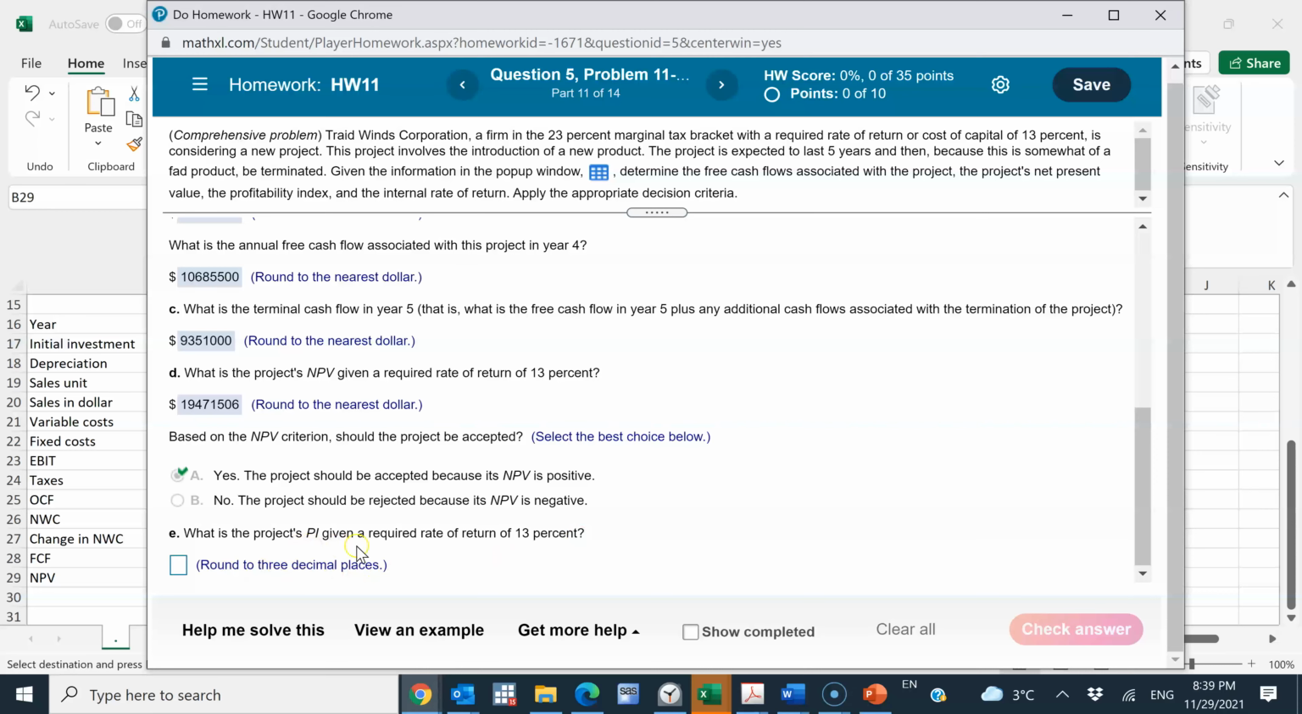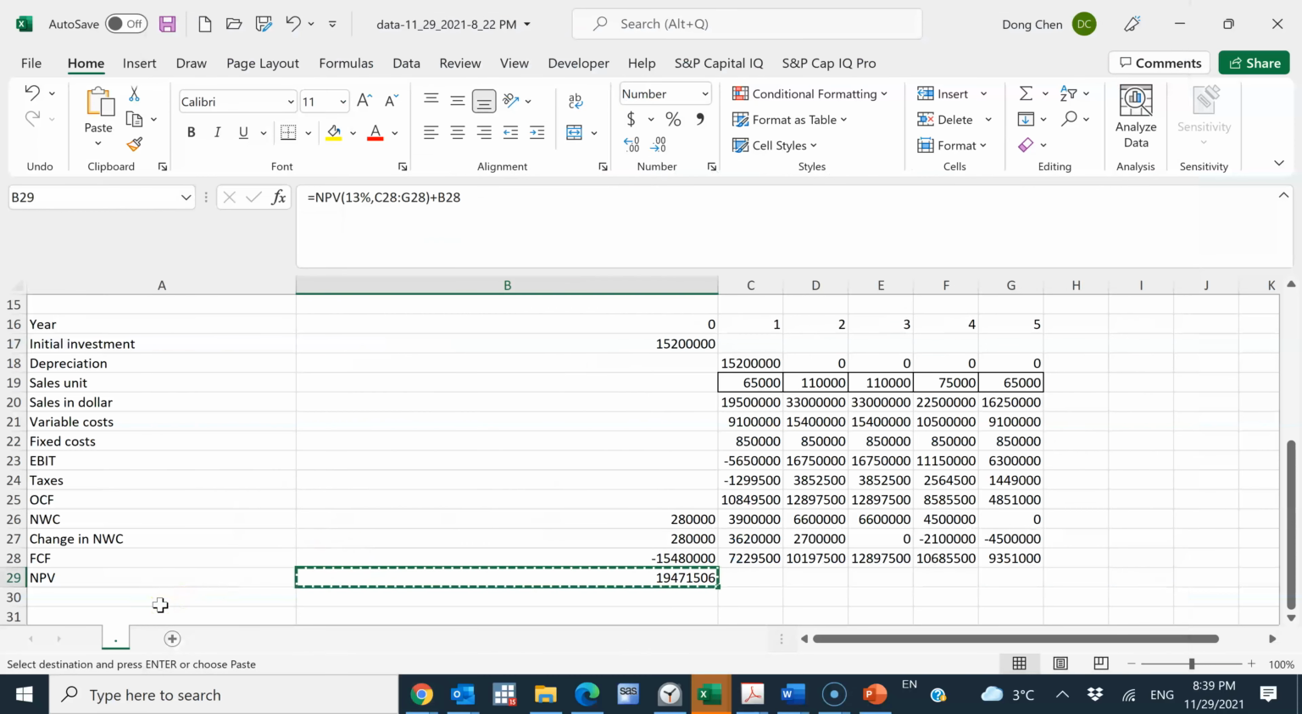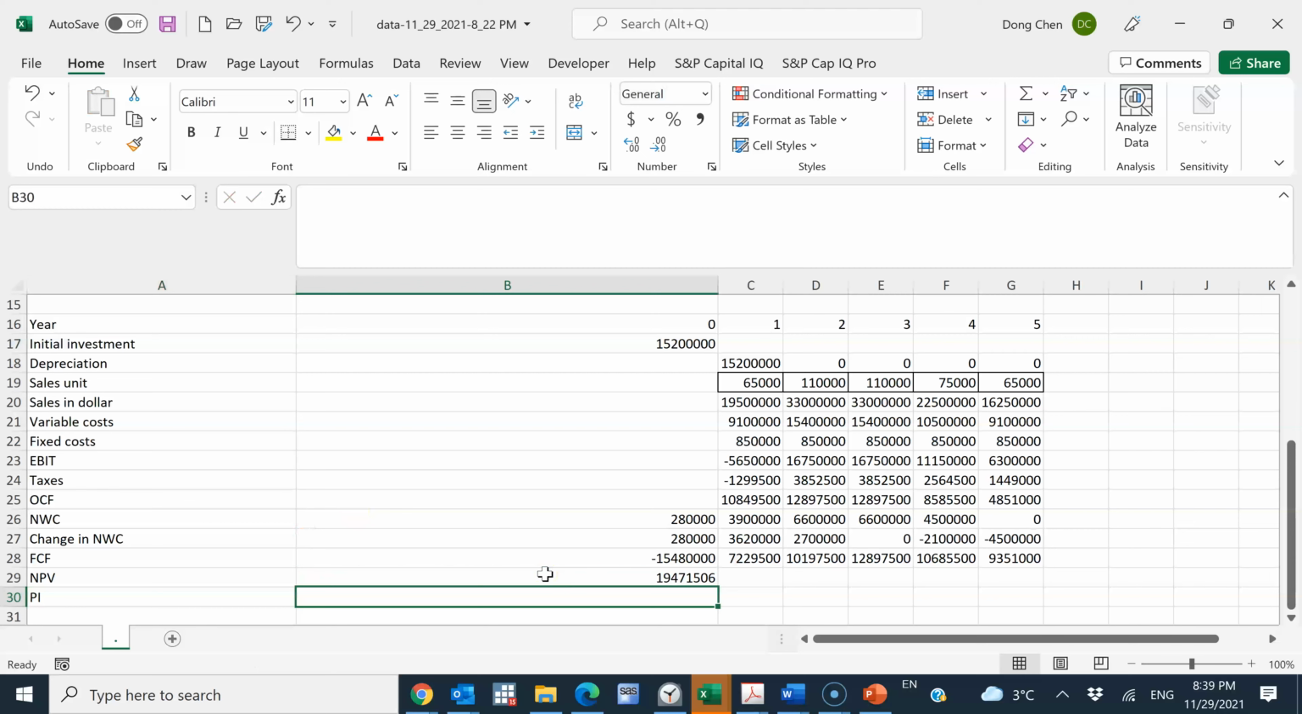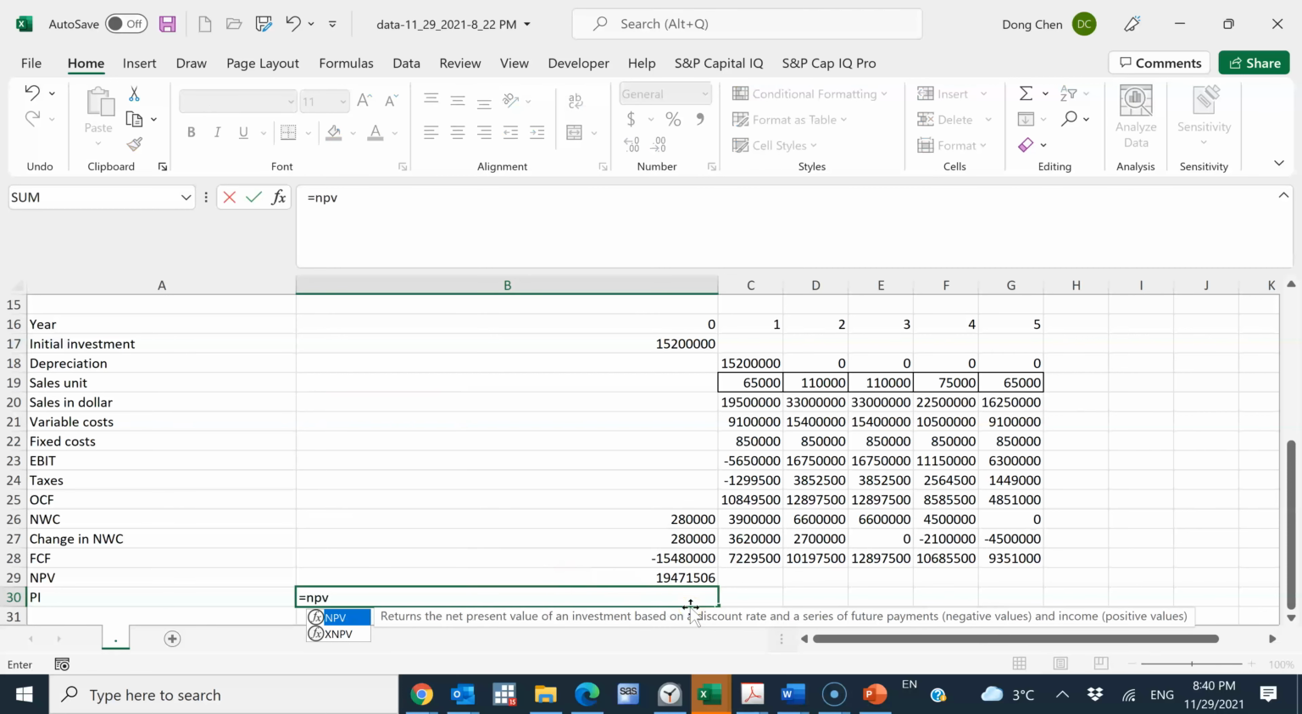And part E is PI. So PI is the profitability index. NPV is the present value of all future cash flows minus the initial cash outlay. And PI basically is, instead of doing the deduction, we're doing the division. So we use the present value of all future cash flows and divide that by the initial cash outlay. And because the NPV function in Excel calculates the present value of all future cash flows, I'm still using the NPV function here in order to calculate the profitability index.